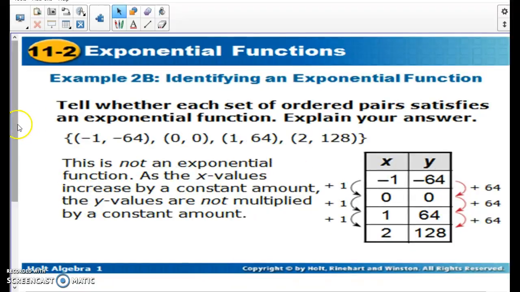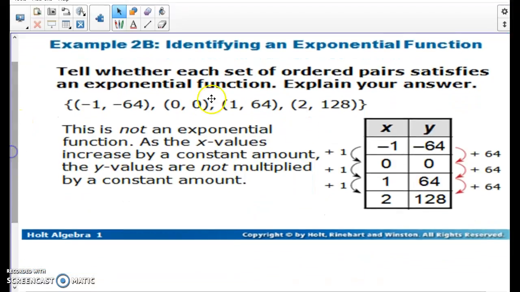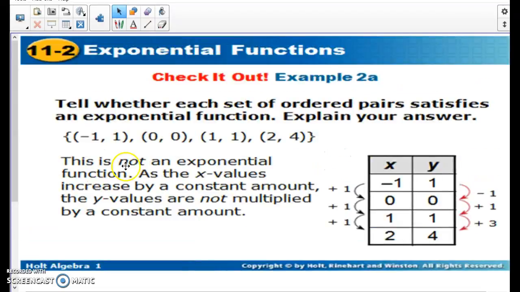Here, not growing exponentially, even though there's a pattern. From negative 64 to 0 is growing 64. 0 to 64 is growing 64. 64 to 128, growing 64. So yes, there is a pattern there. There is a sequence there, but it's not an exponential sequence. Adding 64 doesn't really count.